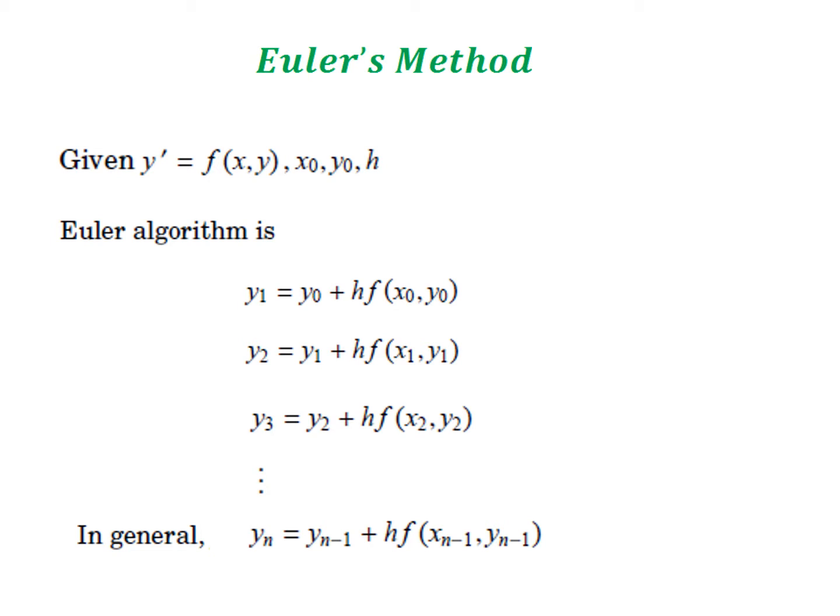For finding y1, we are using the given x naught, y naught initial values. While finding the y2 value, we use the previous step: y1 plus h into f of x1 comma y1. In the general form, yn is equal to yn minus 1 plus h into f of xn minus 1 comma yn minus 1, and we have a separate formula for finding these x1, x2 values and so on. Okay, now we move on to the problem under this category.